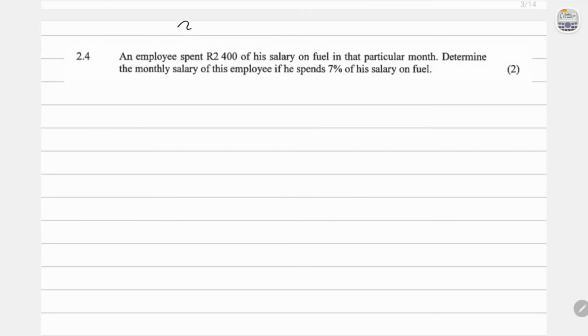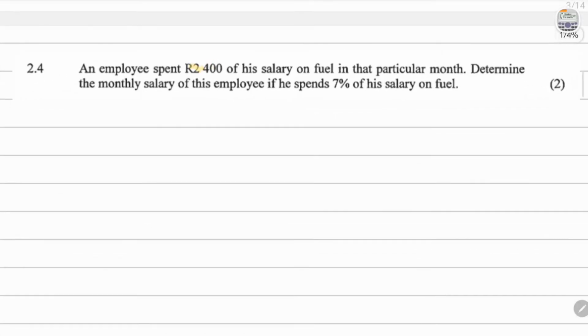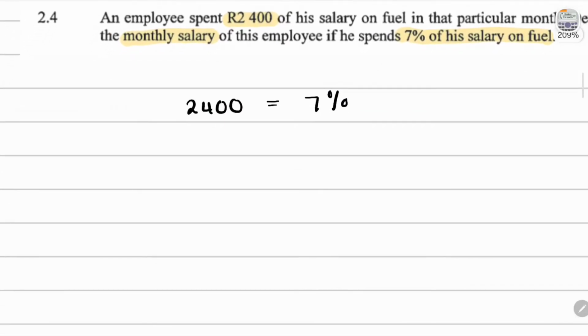Question 2.4 says, an employee spends 2,400 Rand of his salary on fuel in that particular month. Determine the monthly salary, what is the total salary, of this employee if he spends 7% of his salary on fuel. So this is the money he spent on fuel. This is the percentage. So they're telling us that 2,400 Rand represents 7% of his salary. So this represents 7%.